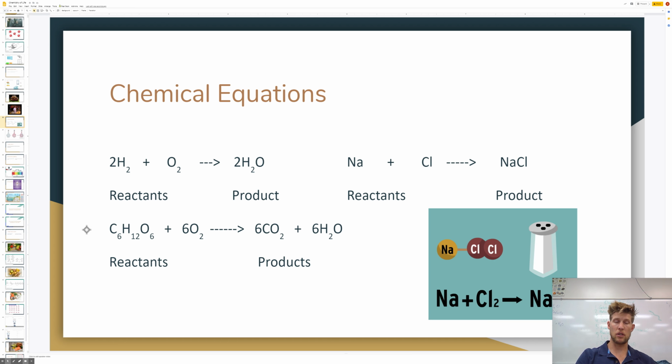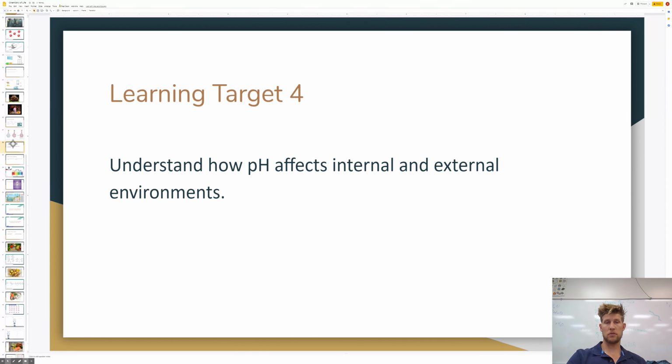This is the chemical equation for what happens when you eat sugar, eat food. Cellular respiration. You flip it around, that's photosynthesis. So you'll see that reaction quite a bit. All right, and that's it.